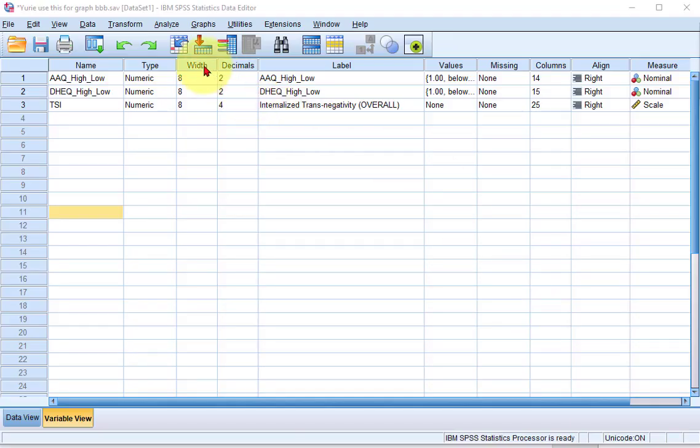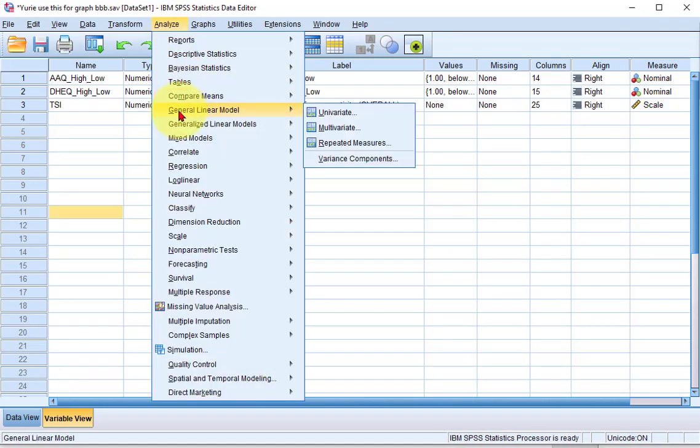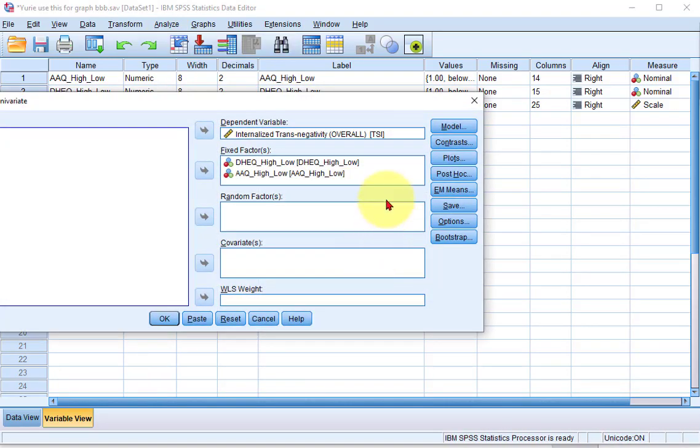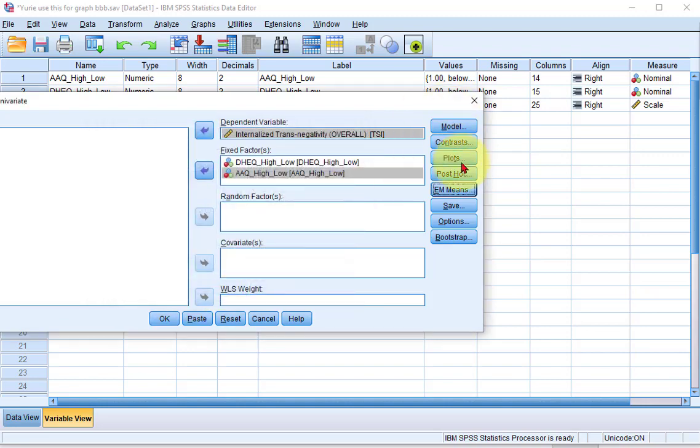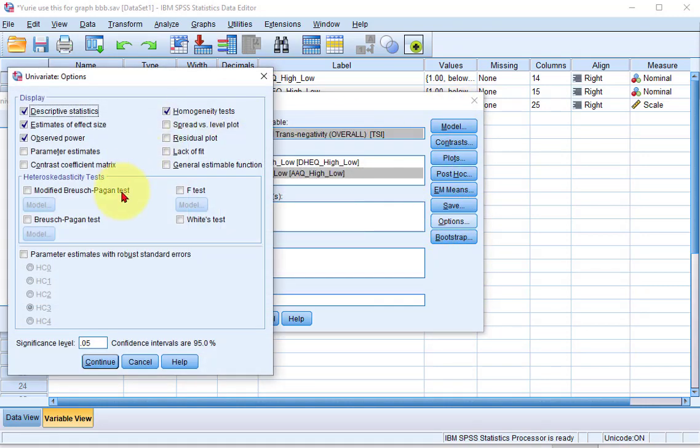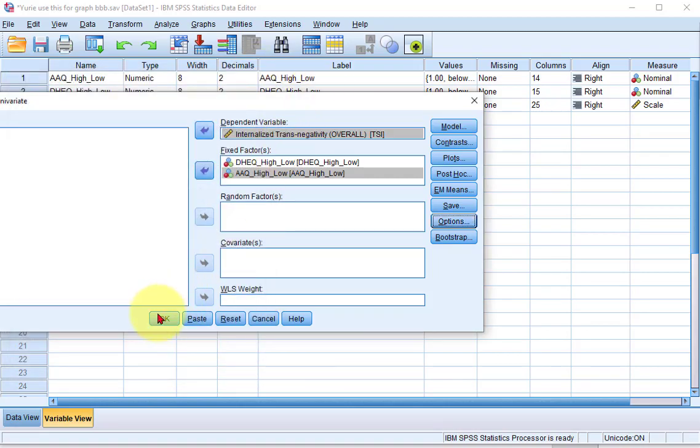Rightio, so here we go. A 2x2 factorial ANOVA with no repeated measures. Analyze, General Linear Model, Univariate. And I think I already got them in there, right? That's the IV. There are the two fixed factors. And did I do that? Yes, I did. And I did this. So I've already done all these things. Okay, so here we go. Boom.